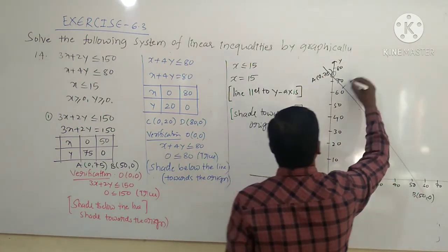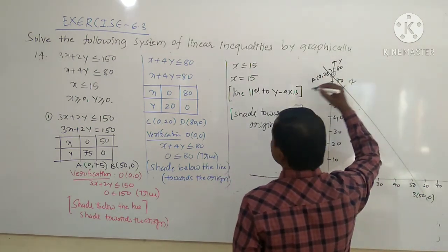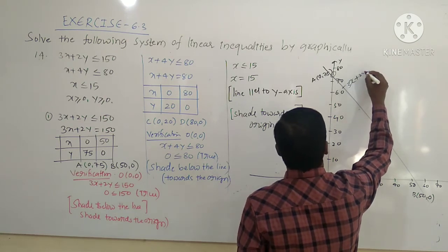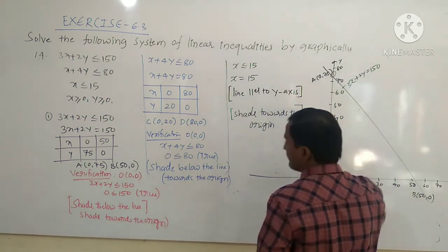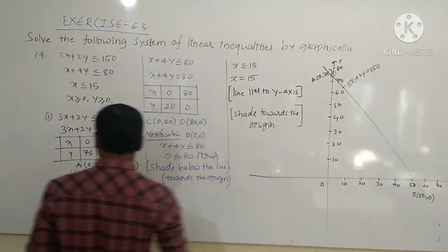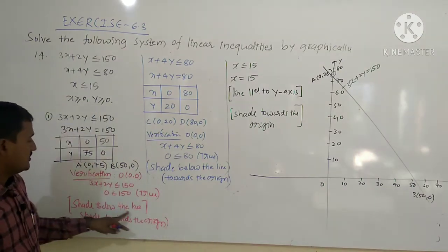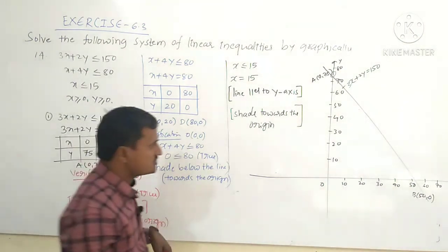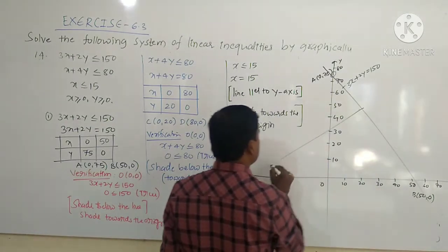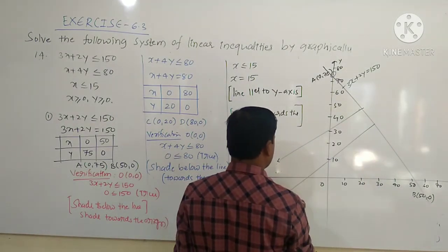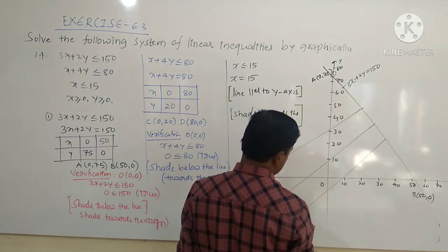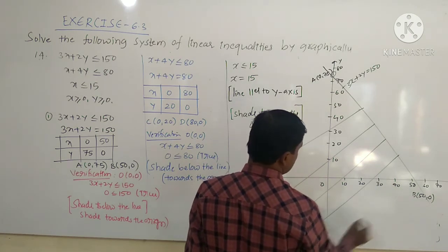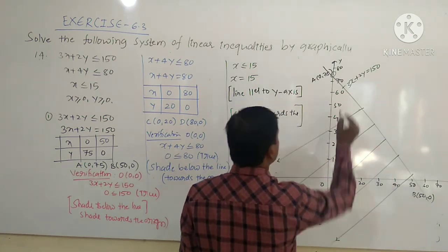What does it represent? It represents 3x plus 2y equal to 150. Where do you have to shade? Below the line, which means towards the origin. For this, first we'll draw the lines like this. After that we have to shade the common region.